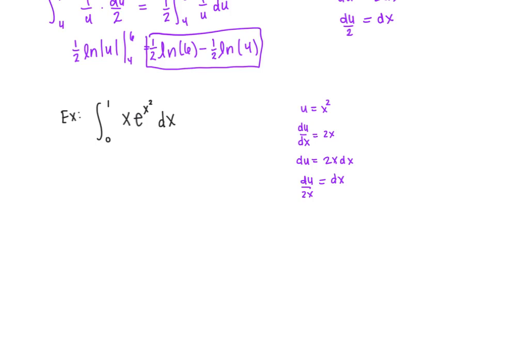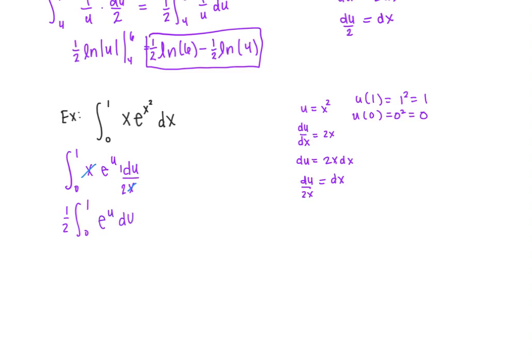And I also need to change my integral limits. So u of 1 is 1 squared, which is 1. U of 0 is 0 squared, which is 0. So in this case, they get to stay the same. And now I can plug all this information into my integral. So from 0 to 1, x e to the u du over 2x. Well, the x's cancel, and I can take the 1/2 out. So 1/2 integral from 0 to 1, e to the u du.